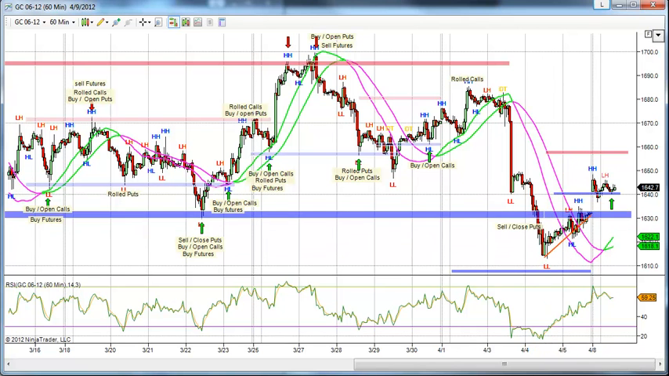We wanted to see prices retrace back to it and then trade down from it. We didn't see that happen. Prices continued to trade above it and continue to trade above it now.